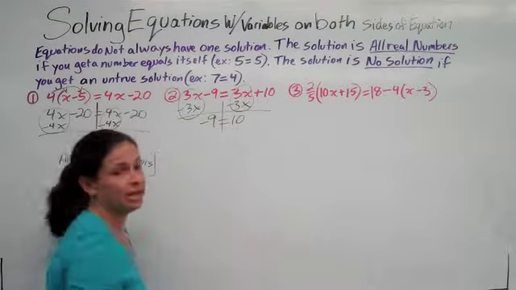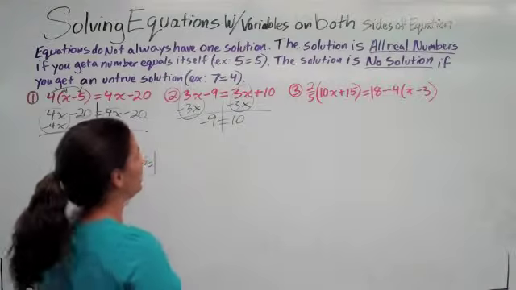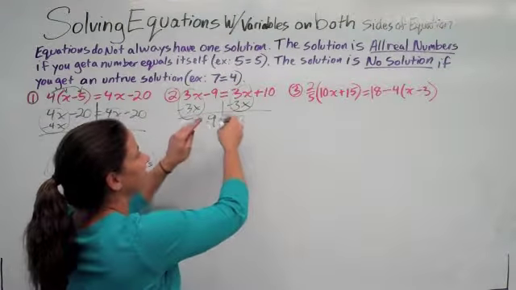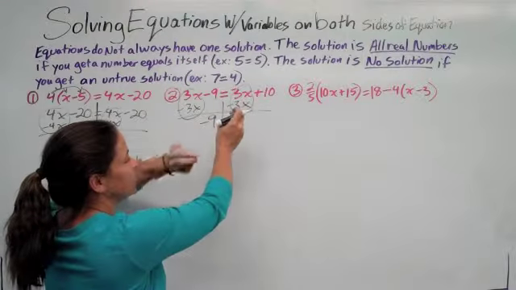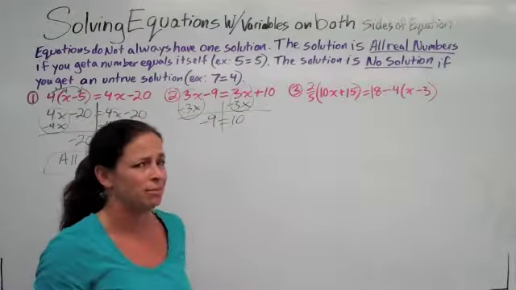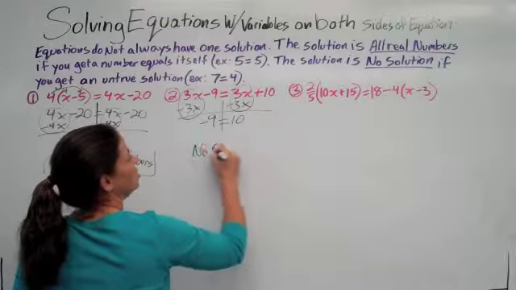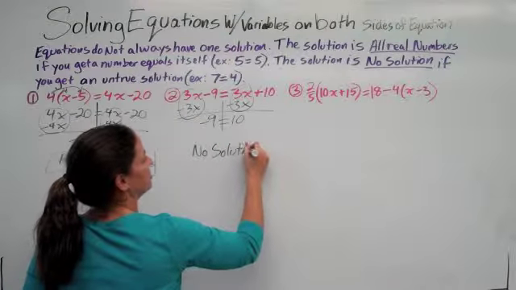Is it true that -9 equals 10? No, there is no way of these being true. When you take away that from both sides, you basically have the same number, but this is saying subtract 9, this is saying add 10, and you're trying to make them equal. It's not possible. So the answer is no solution.